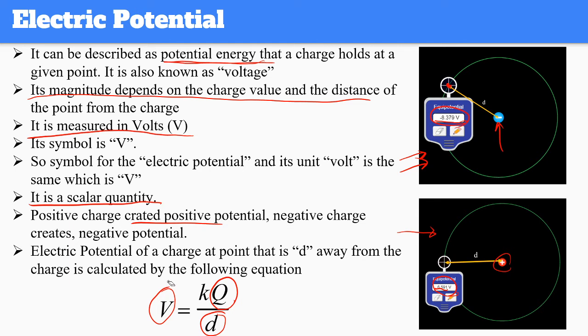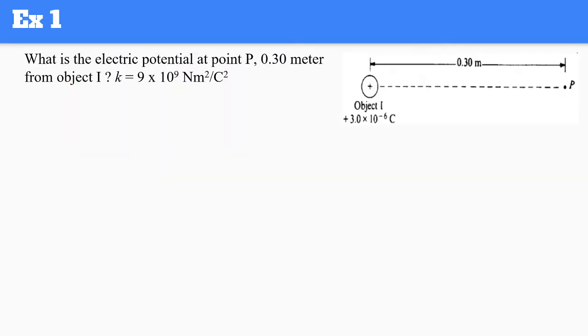And it is going to be given with the following equation. Potential at a point is basically V = kq/r, where k is the electrostatic constant, which is 9 times 10 to the power of 9, times charge divided by distance. Alright, let's start with a question. Let's say we have an object that has 3 times 10 to the power negative 6 coulombs of charge, and then we have a point P that is 0.3 meters away. What will be the potential at this point?